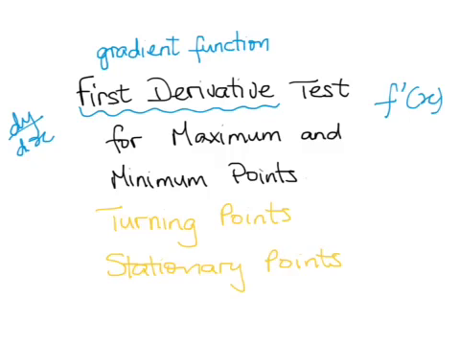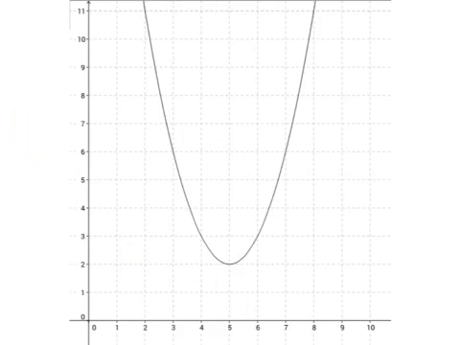And it's a gradient function because when we're dealing with anything other than a straight line, the gradient or the slope is dependent on the particular point of the curve that we are looking at. So let's start by looking at a simple quadratic. Okay? Now we are interested in the minimum point, the turning point, the stationary point, and in this case it is a minimum point right here.